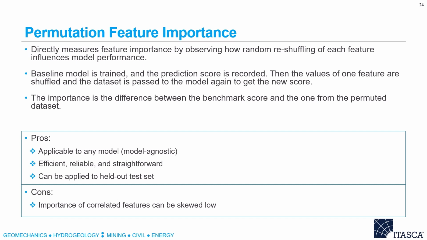Permutation feature importance can also be applied to a held out test set instead of your training set, giving you an idea of how important your features are for allowing your model to generalize. The only con of this method is that the importance of correlated features can be skewed low. If two features are strongly correlated and the values of one feature are shuffled, the model will essentially still have access to that feature through the correlated feature. Although really, you should try to remove correlated features from your model in general.